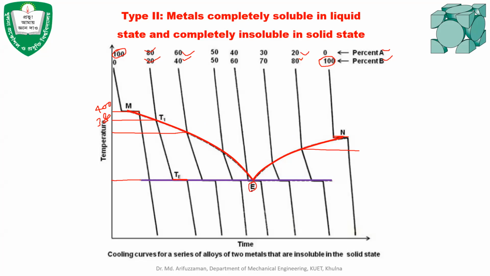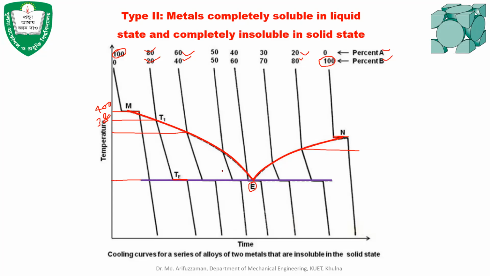At some composition, these two curves meet, and that point is called the eutectic point. At this eutectic point, the eutectic reaction occurs, and metal A and metal B precipitate separately, and they don't stay within each other. Rather, they solidify separately. When we look into the microstructure evolution, it will be more clear.